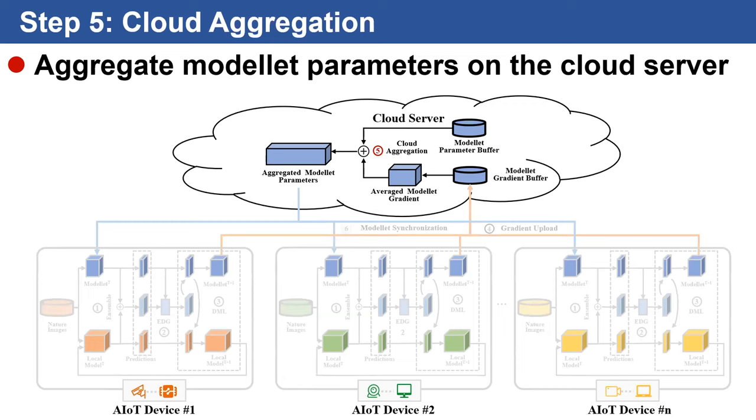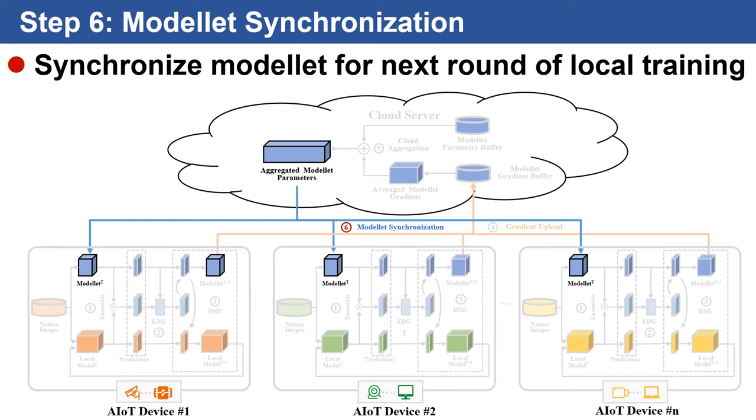The fifth step is called aggregation. Once modulate gradients of all the selected devices are received, this step will average such gradients and use this information to form a new modulate. The sixth step is modulate synchronization. The aggregated modulate on the cloud server will be dispatched to all the selected IoT devices for the next epoch training.